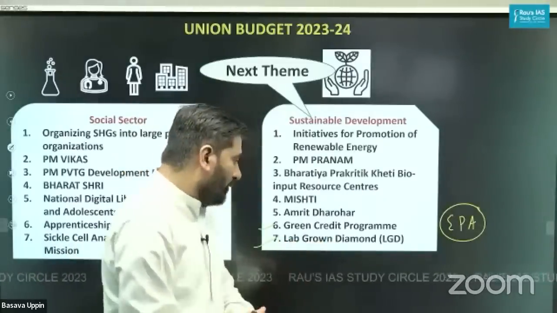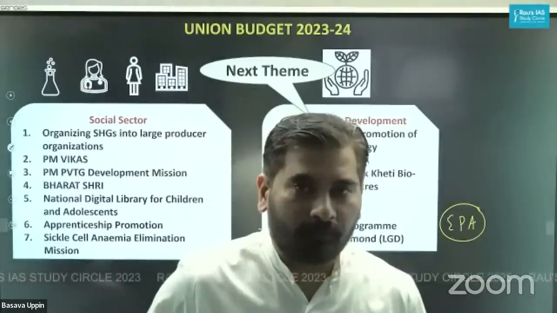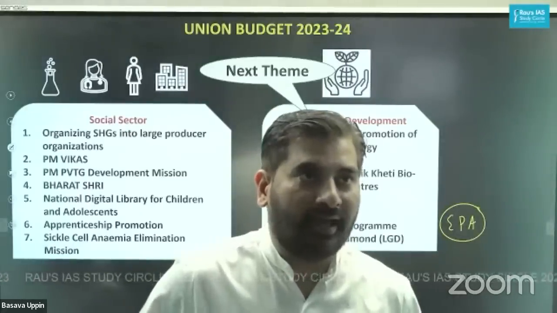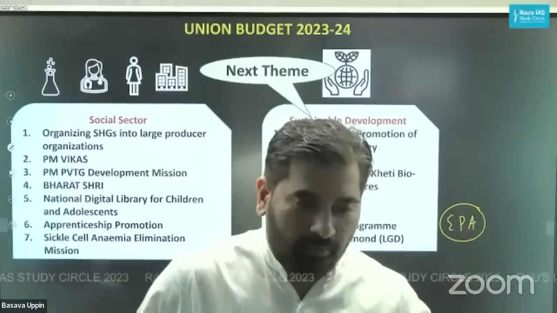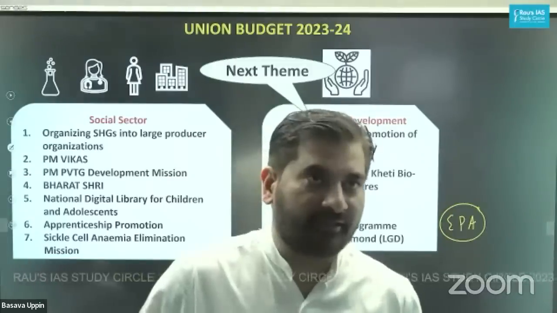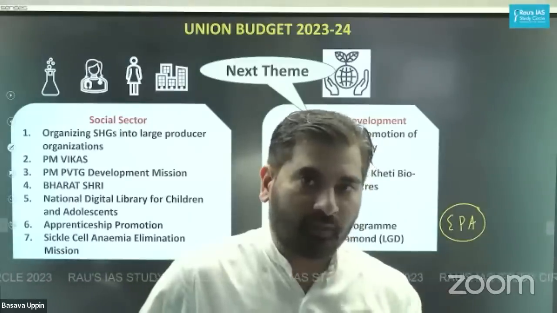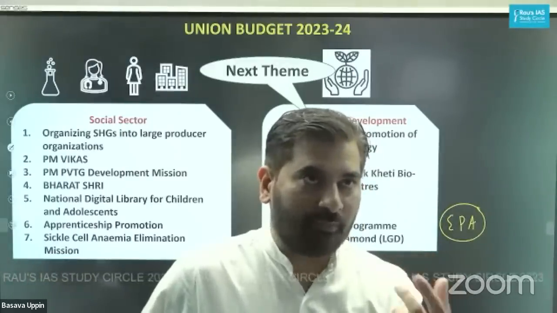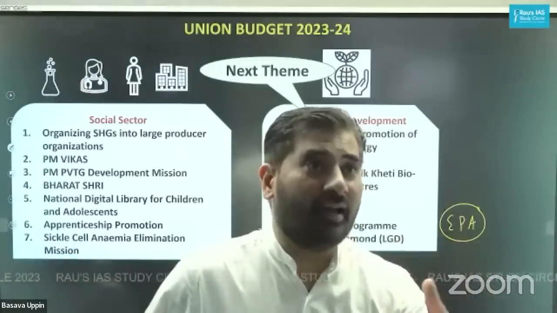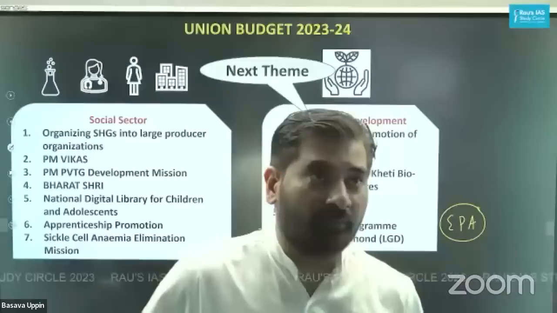Next is lab grown diamond. What is a lab grown diamond? Now, we know how natural diamonds are formed, right? It is said that mining natural diamonds causes a lot of ecological destruction. When I mine a natural diamond, I have to dig up the ground. By digging up the ground, the carbon which is trapped gets released. It leads to emission of carbon. It also leads to ecological destruction.